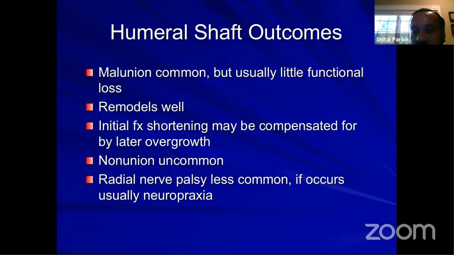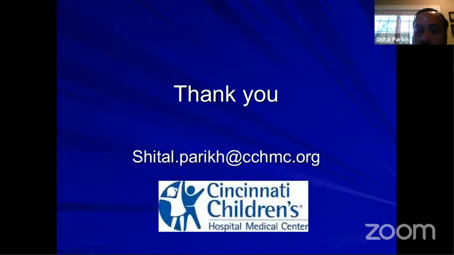But these fractures typically remodel well. The shortening is not an issue. It can be compensated for by overgrowth, and non-union is uncommon, as is palsy in kids. That may be due to the thicker periosteum, which may prevent the radial nerve from coming in touch with the fracture. So we don't see too many issues with radial nerve palsy, especially in skeletally immature patients.